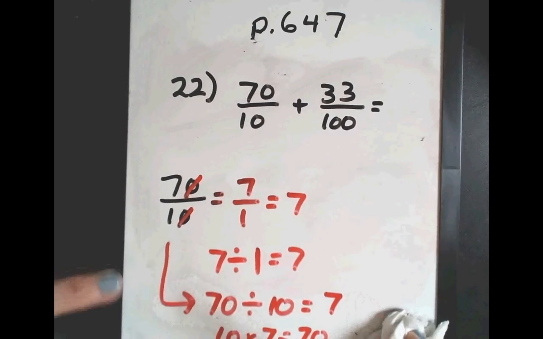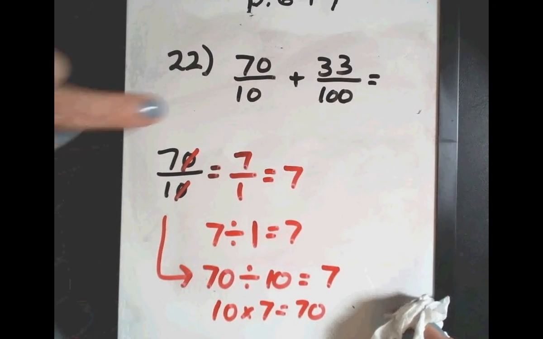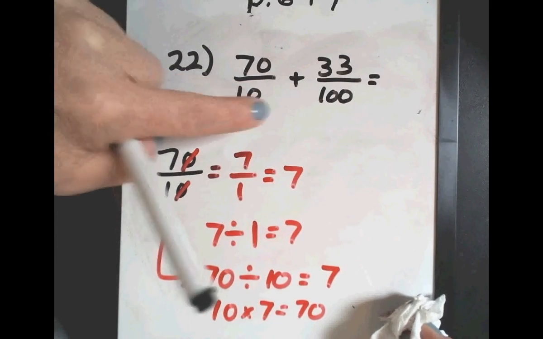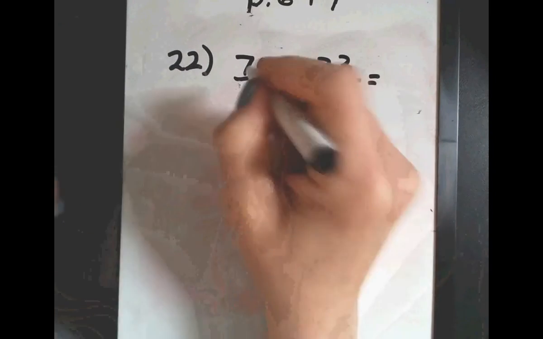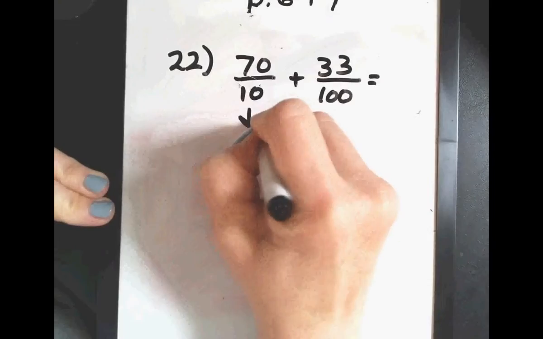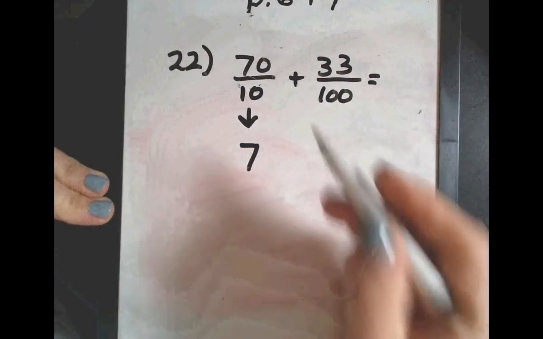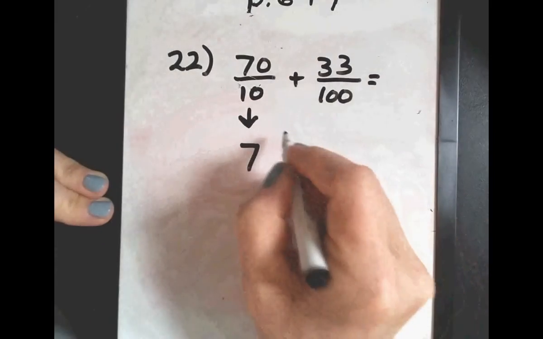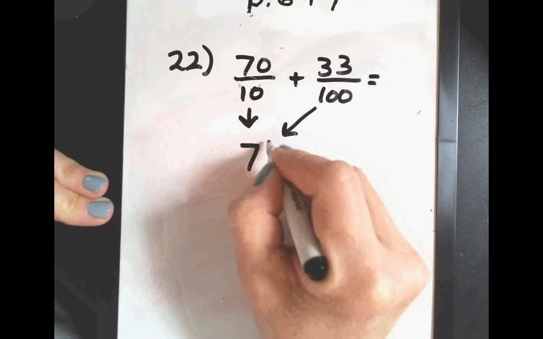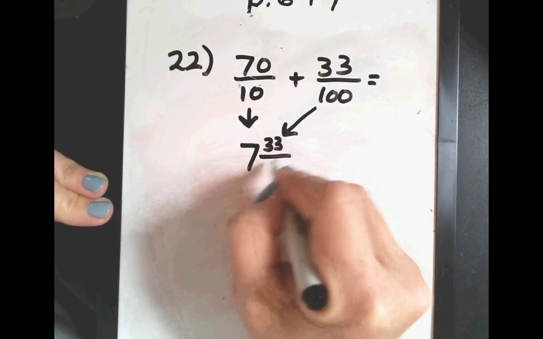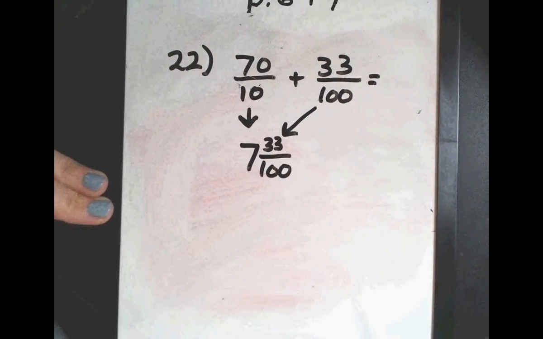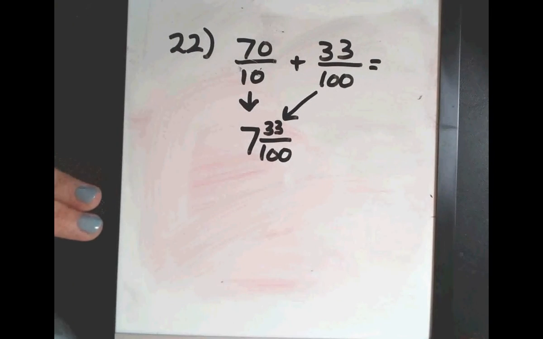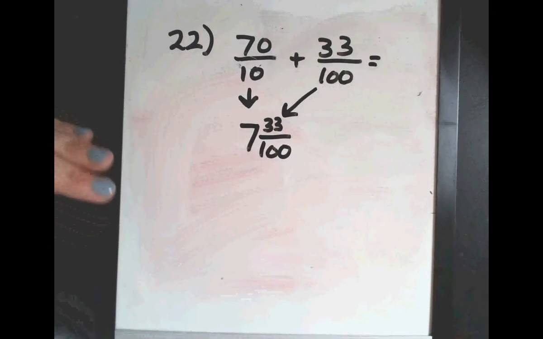So what I'm going to do is, instead of renaming this to have a denominator of 100, I already know that 70 tenths is equivalent to 7, because 70 divided by 10 is 7. So all I have to do is write the little fraction part right next to it. So for number 22, the answer is 7 and 33 hundredths.